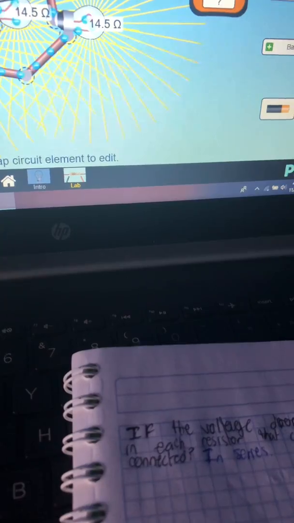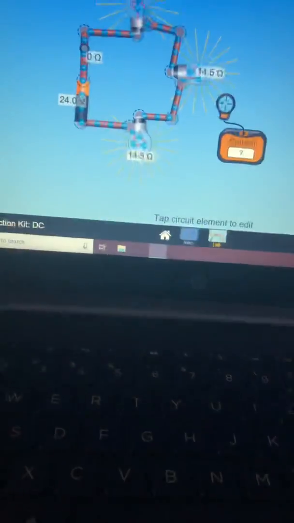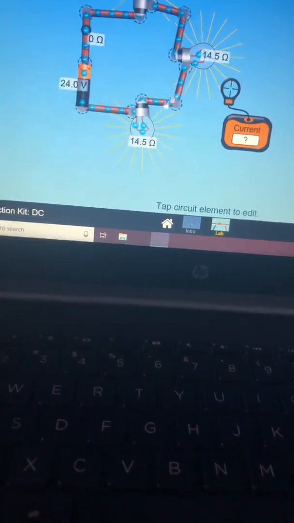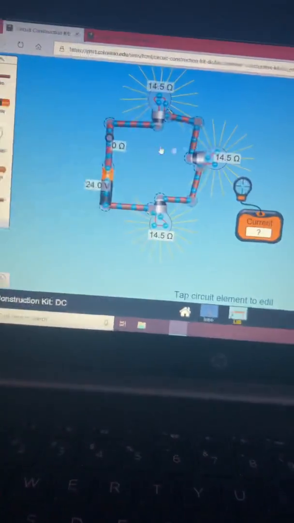And to finish, we have, if the voltage drop in a circuit is the same in each resistor that forms it, how are the resistors connected? They are connected in series, as we can see in the other circuit, that they are at the same voltage, same order, and they all work the same.